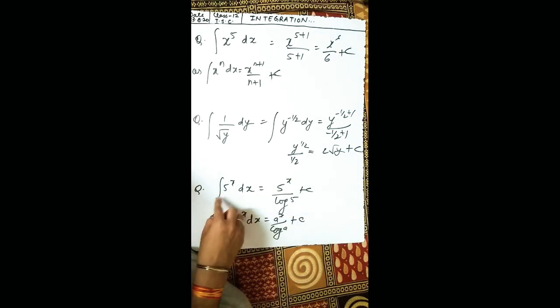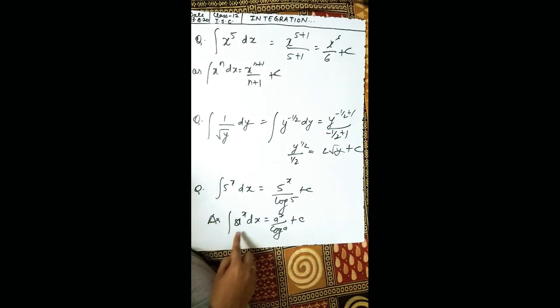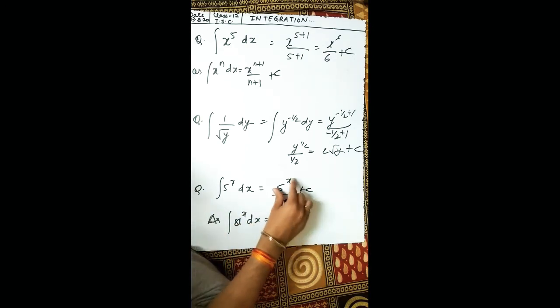Coming to this question, integration of 5 to the power x dx. As we know, integral of a to the power x dx is a to the power x upon log a plus c. So 5 to the power x upon log 5 plus c.